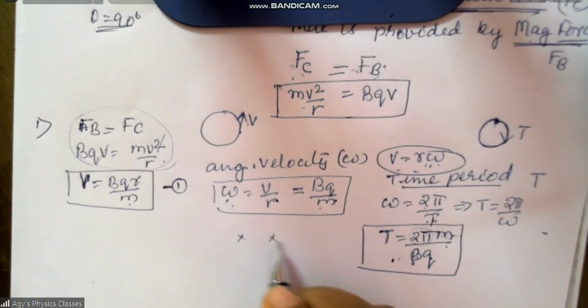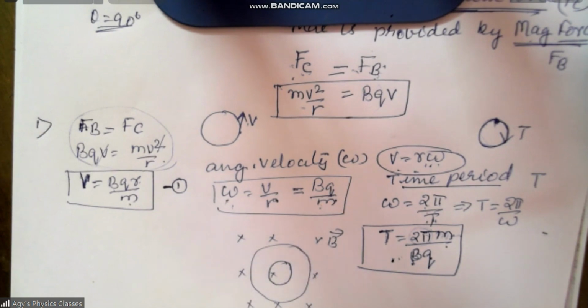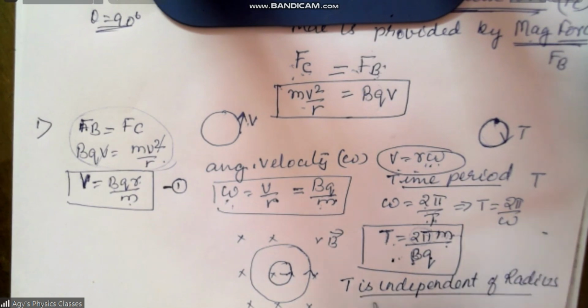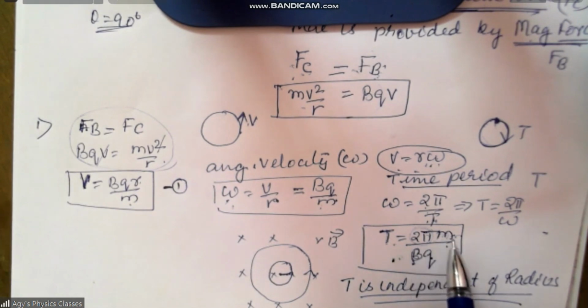Which means if you have got a magnetic field like this of B, if it moves in a smaller circle or if it moves in a larger circle, the time period in both circles is the same. It is independent of the radius. Very, very important thing. That means there is no R in this equation. If this one had an R, then it would depend on R.